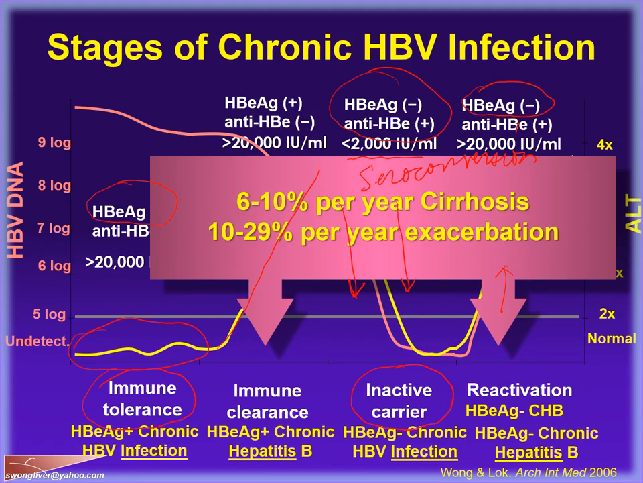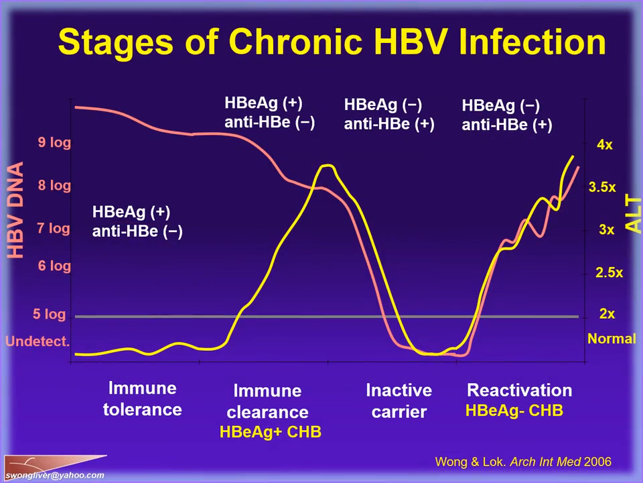Now, for the immune clearance phase and reactivation stage, it's a different story because these patients have very high chances of developing cirrhosis and very high chances of developing flares of their viral hepatitis. And this will lead to a lot of inflammation and a lot of injury. That is why these patients are usually the ones who need treatment, because you don't want them to progress to liver cirrhosis.